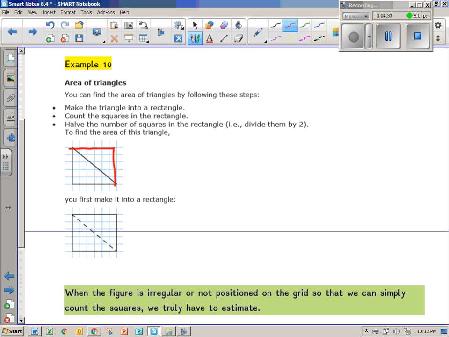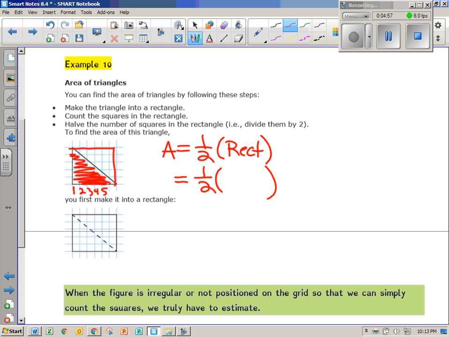But let's just find the area of the whole rectangle, and then we just want half of it. So we'll take half because we just want this part. So the area is going to be half of the rectangle, just abbreviate rectangle. And so the area of the rectangle, you see it's 1, 2, 3, 4, 5, 6 across, so it's 6 times 1, 2, 3, 4, 5 vertically. So that means there's 30 squares in that rectangle. So half of 30 is 15.